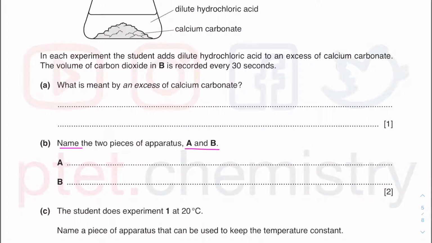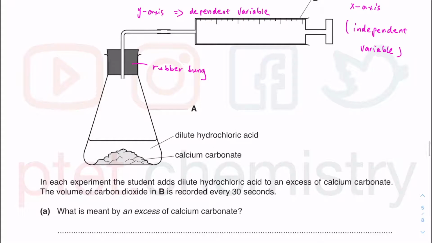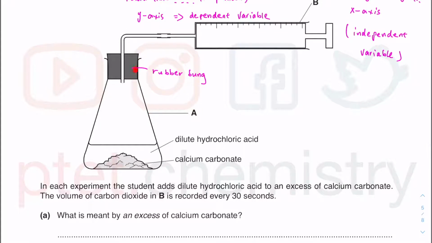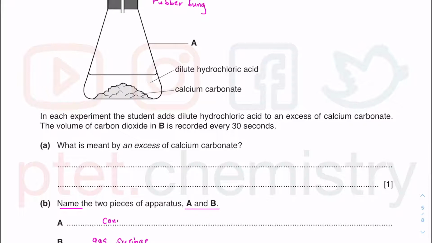So B is going to be a gas syringe. Name the apparatus A and B. B is your gas syringe. You use it for gas collection. It has got graduations. Graduation meaning these lines that allow you to measure and record the reading on the volume of gas produced there. What is apparatus A? This is a very specialized apparatus that you can find in any chemical laboratory. Therefore, what you have at A there is what you call a conical flask.